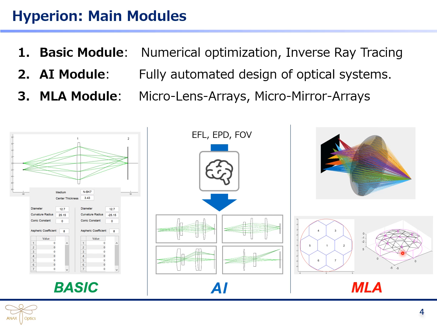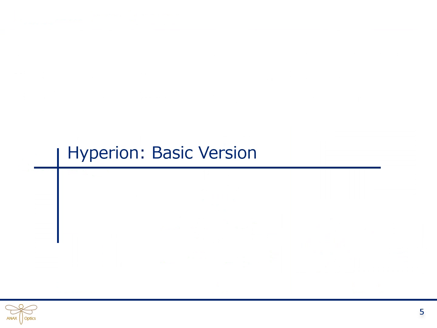Finally, a microlenser module is also available, through which a very complex arrangement of arrays can be produced, and each lens on the array can be defined as an individual freeform lens. So first I will introduce the features of the basic version of Hyperion.